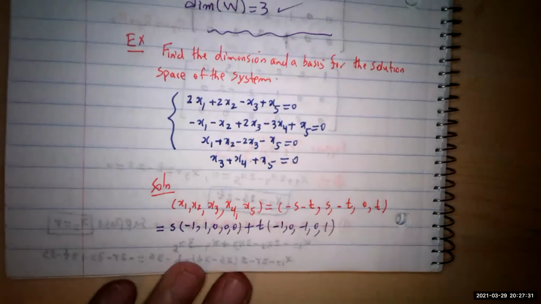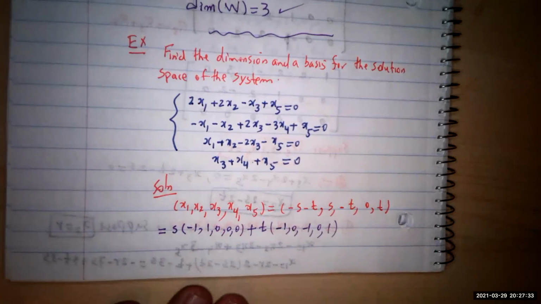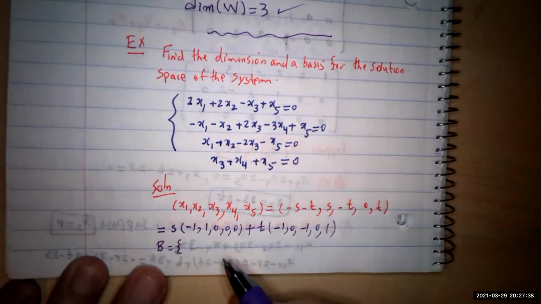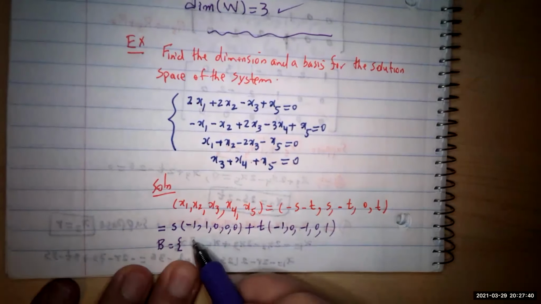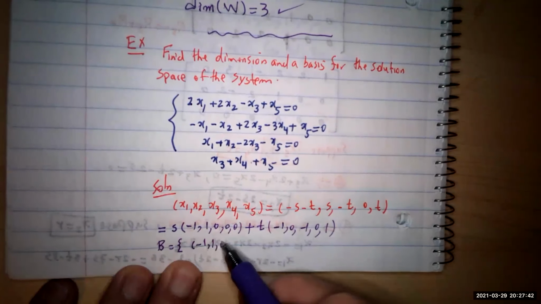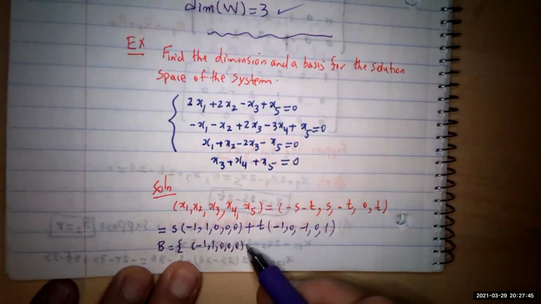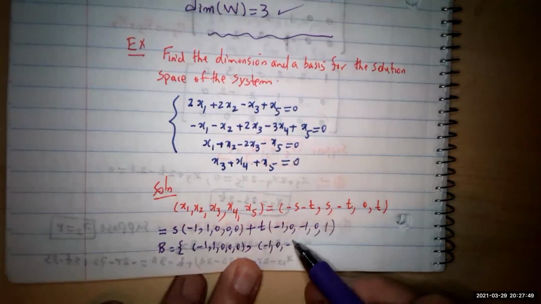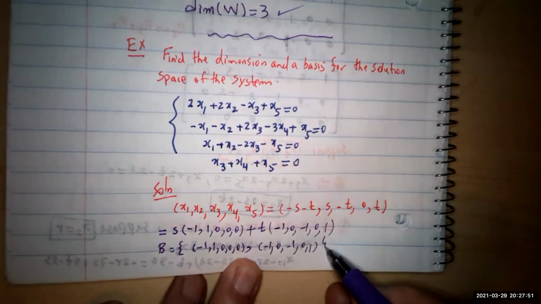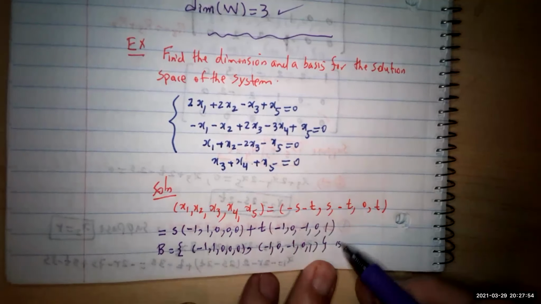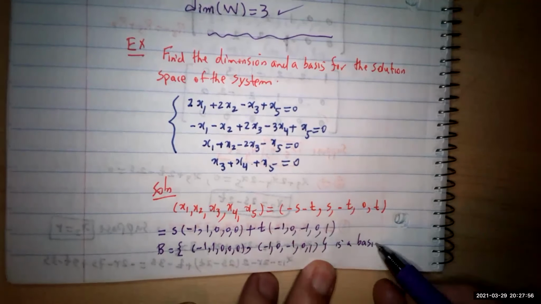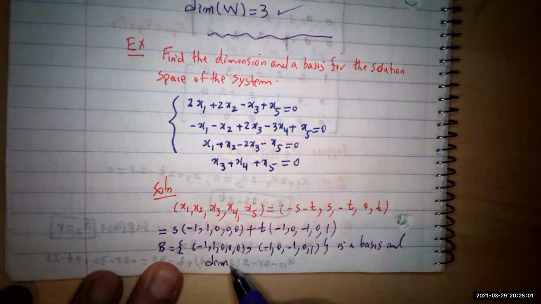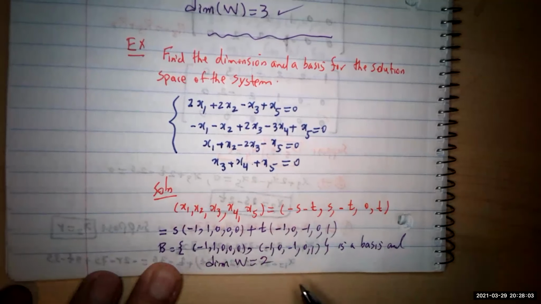You see, and that's it. You can create it by just two vectors. So your basis is going to be containing two vectors. So this is a basis, and the dimension of that subspace that we talk about, the dimension of W, is going to be equal to 2.